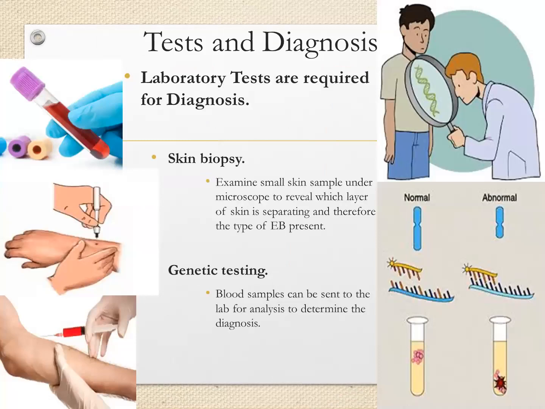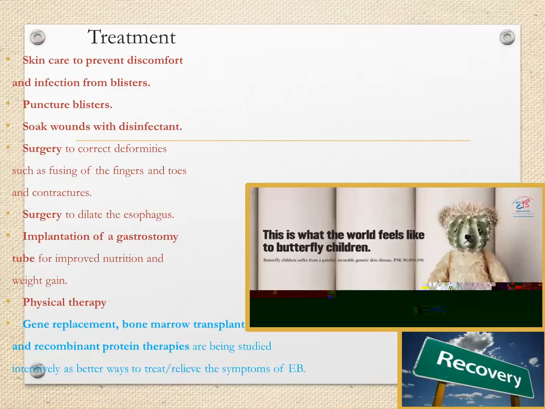Now, laboratory diagnoses are required for diagnosis. Skin biopsy under the microscope reveals which layer of skin is involved. Genetic testing has to be done obviously in the early phases to determine the diagnosis. Skin care to prevent discomfort, because palliative treatment is important. We have to prevent infections from blisters, puncture the blisters, soak wounds with disinfectant, surgery to correct the deformities and contractures, surgery to dilate the esophagus, implantation of a gastrostomy tube for improved nutrition and weight gain, physical therapy. Gene replacement, bone marrow transplant, and recombinant protein therapies are basically the actual treatment.